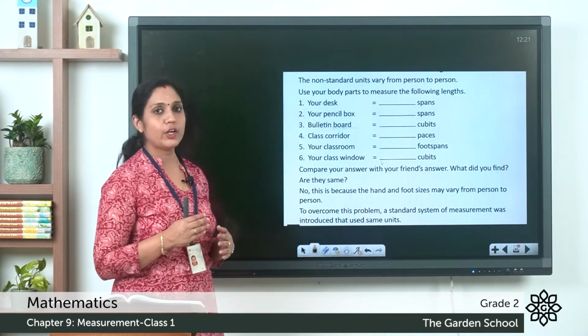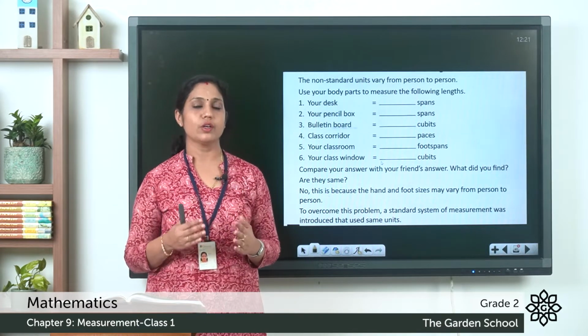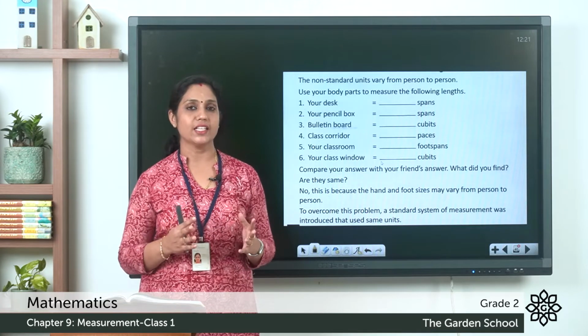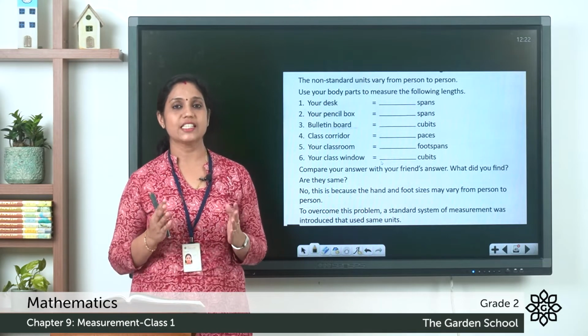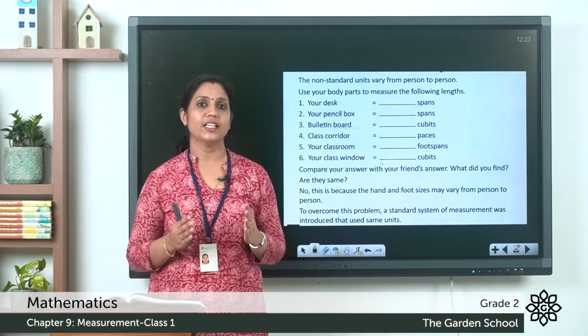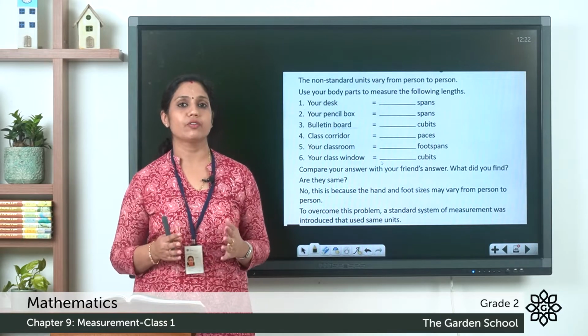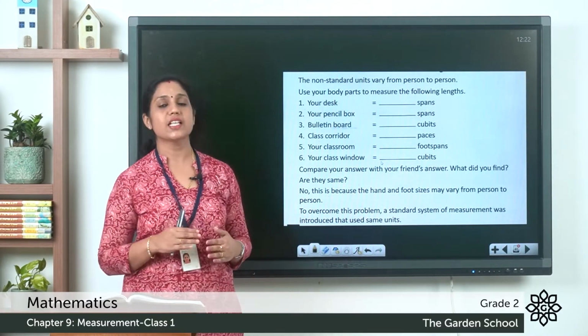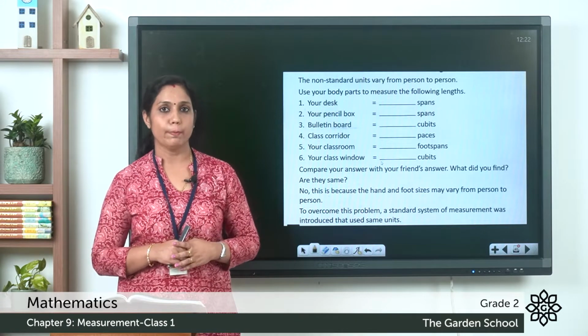So when you compare your answer, you can ask your parents or your siblings also to do the same and you can find out whether the answer both of you got is same or not. You can find it that there is variation because of the size difference. That is why we call these measurements as non-standard units of measurement.